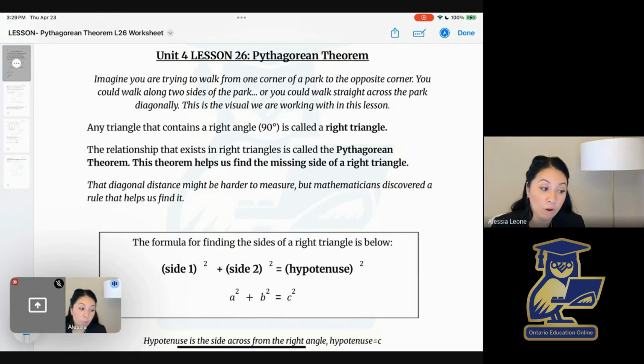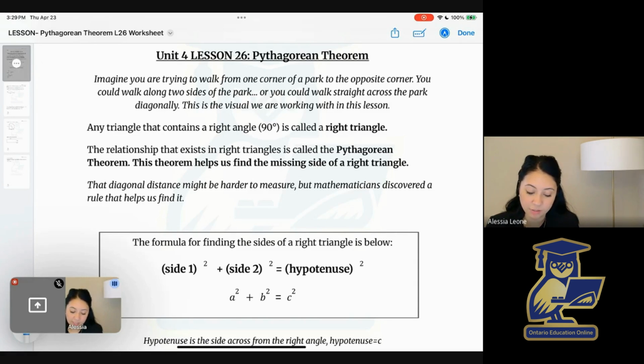Imagine you are trying to walk from one corner of a park to the opposite corner. You could walk along two sides of the park, or you could walk straight across the park diagonally. This is the visual we are going to work with in this lesson.